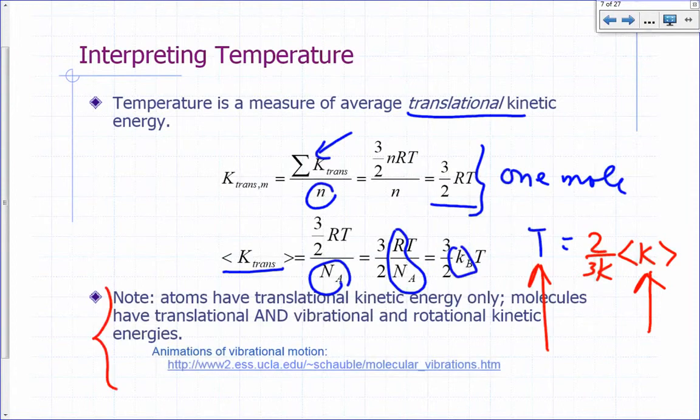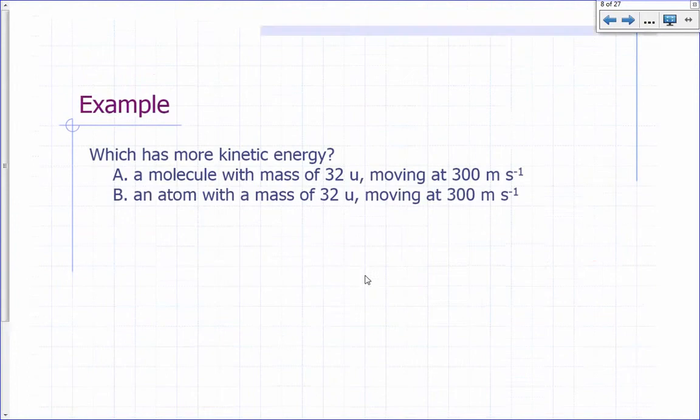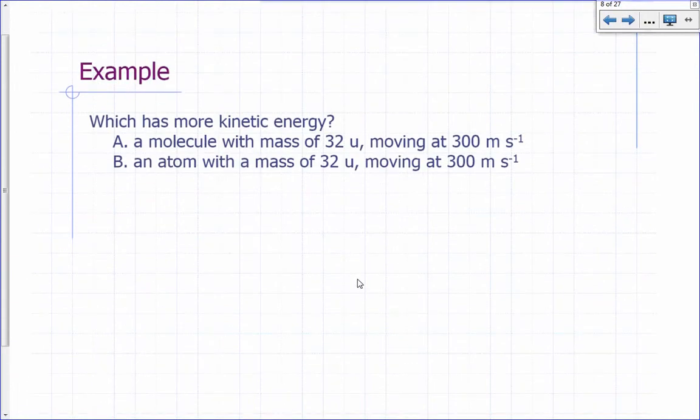As I've mentioned, molecules do have additional kinetic energies due to vibration and rotation, whereas atoms only have translational kinetic energy. All right, so here's a question. Which has more kinetic energy: a molecule with a mass of 32 atomic mass units moving at 300 meters per second, or an atom with a mass of 32 atomic mass units, same mass, moving at 300 meters per second? Which one has more kinetic energy?